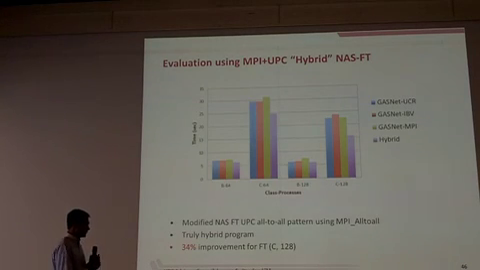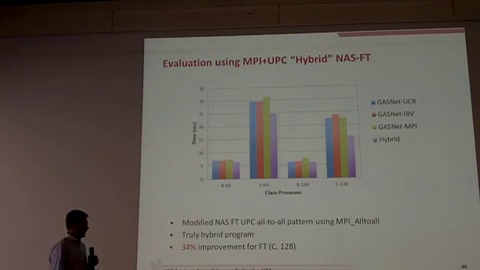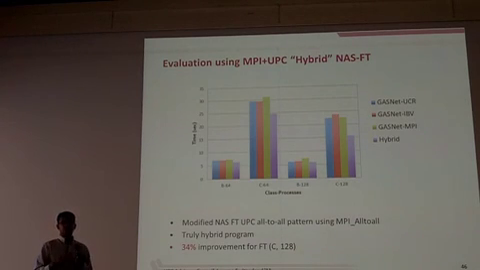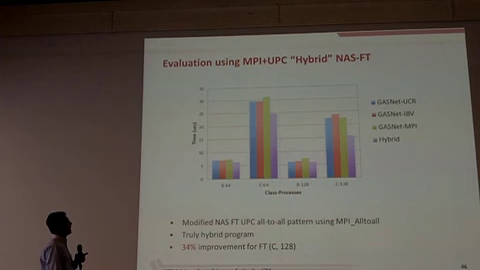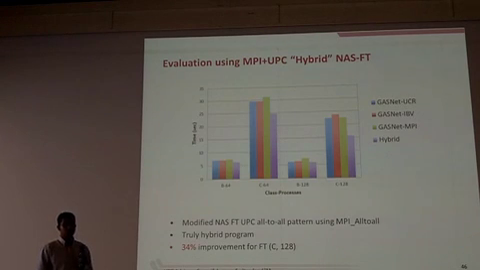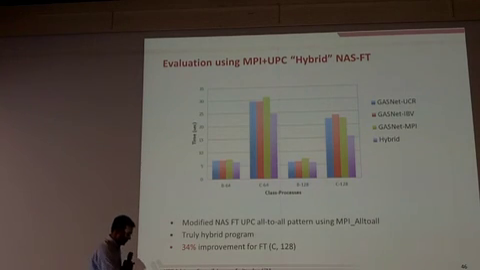And finally, this is an actual hybrid NAS FT, where the UPC version of the NAS FT has been modified to call MPI all-to-all, as opposed to UPC all-to-all. And this purple line is the hybrid line, where it's actually a UPC program which is trying to use MPI internally. And then you can see this great performance improvement, 34% for class C with 128 processes. So there are good use cases for such hybrid programs, because many times the UPC collectives will not have the same optimizations as the MPI collectives and so on.